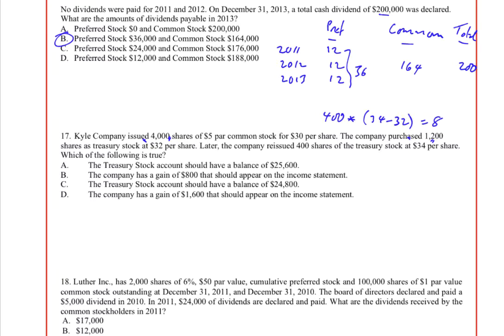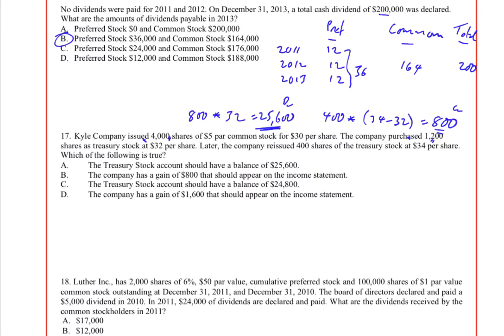So 800. So that's going to end up in paid in capital treasury stock, and there'll be a balance left on treasury stock equal to the number of shares that are still there. So it was 1,200 and they reissued 400 of them. So the balance left on treasury stock is 800 shares at whatever the cost was, 800 lots of $32. And 800 multiplied by 32 is 25,600. So 25,600 is the balance on treasury stock, and of course this is a debit balance, and 800 is the credit balance on paid in capital treasury stock.